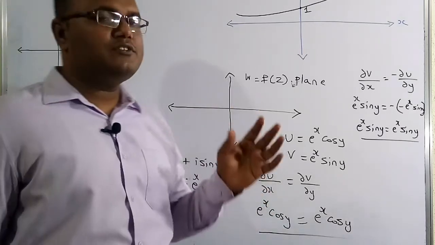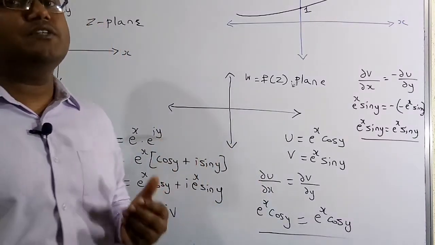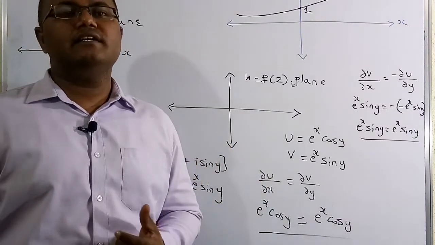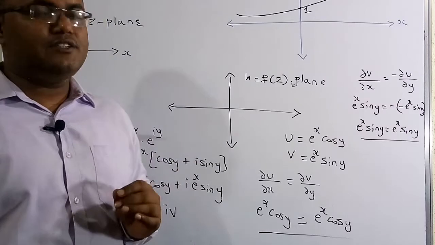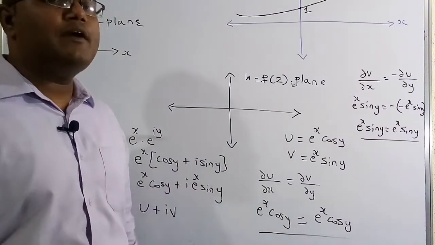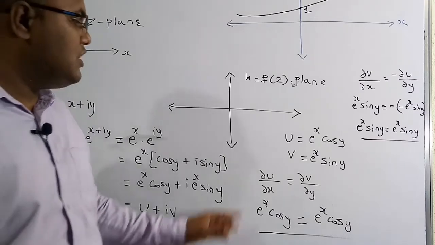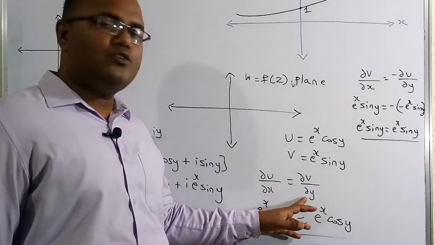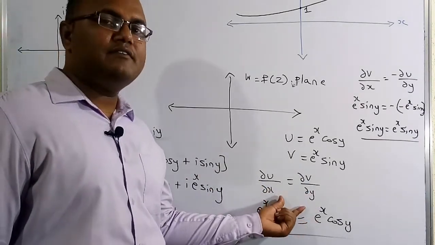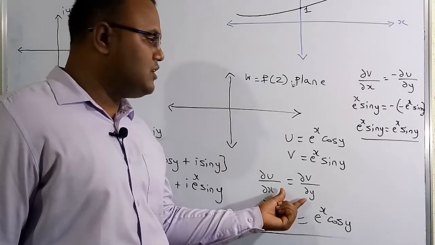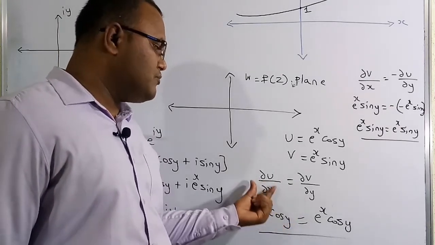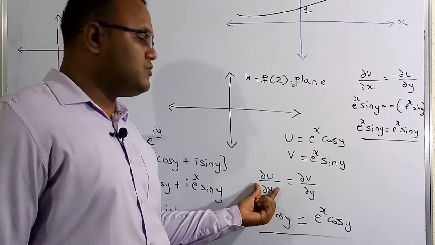If any function satisfies the Cauchy-Riemann equations, then definitely we can say that the function is analytic. So now I am going to check the conditions of the Cauchy-Riemann equations, which are dou u by dou x is equal to dou v by dou y. If this is satisfied, then we can say the function is continuous. So now I am going to take the partial derivative with respect to x for u.